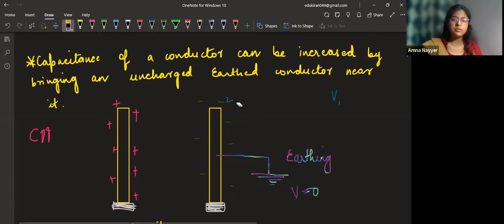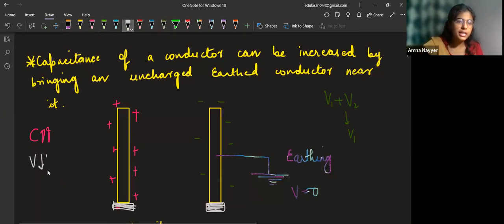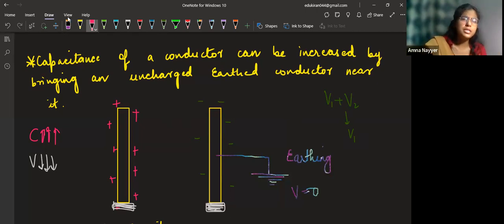Clear? Potential due to V1 plus V2, both the potentials were there initially when both the plates were charged. Now I have an uncharged one, so the potential becomes V1 only. If potential is decreasing, what happens to capacitance? It increases. So the capacitance of a conductor can be increased by bringing an uncharged earthed conductor near it. Because if it is uncharged, potential will be less; potential is less, capacitance more. So this is just the basic principle of it.